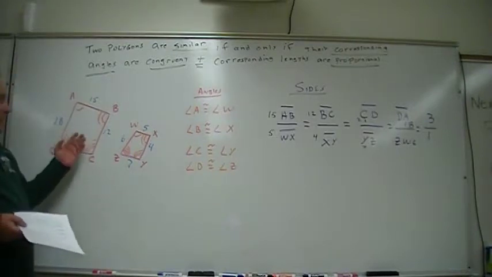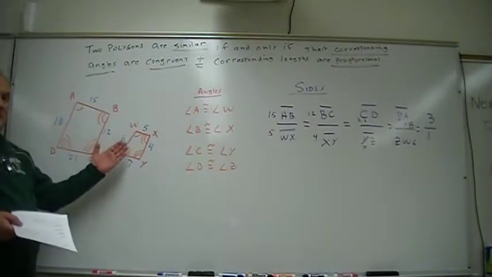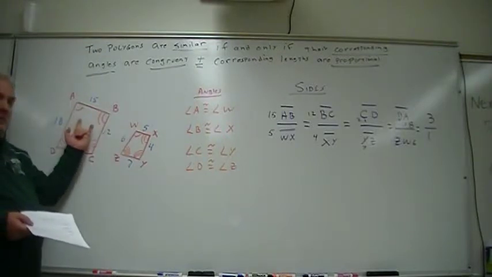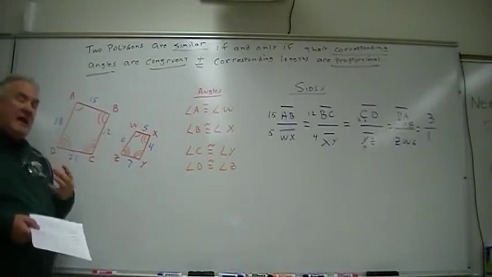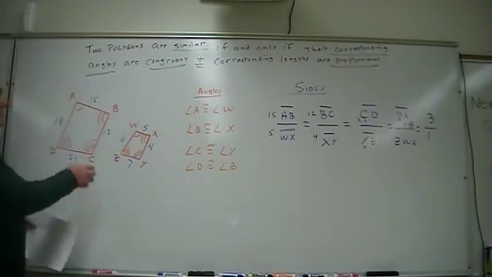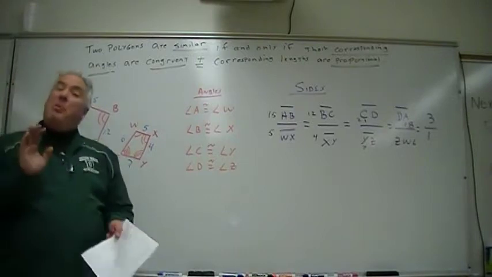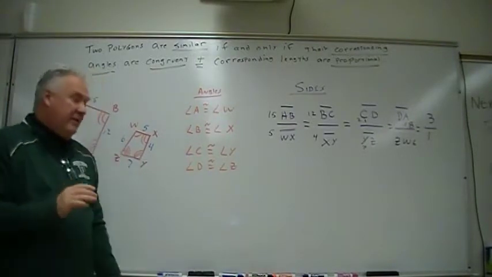They're not congruent because they're not the same size. The angles are the same, but the size is not the same. This is 15, this is 5, but they're similar. So proportionally, they're the same.